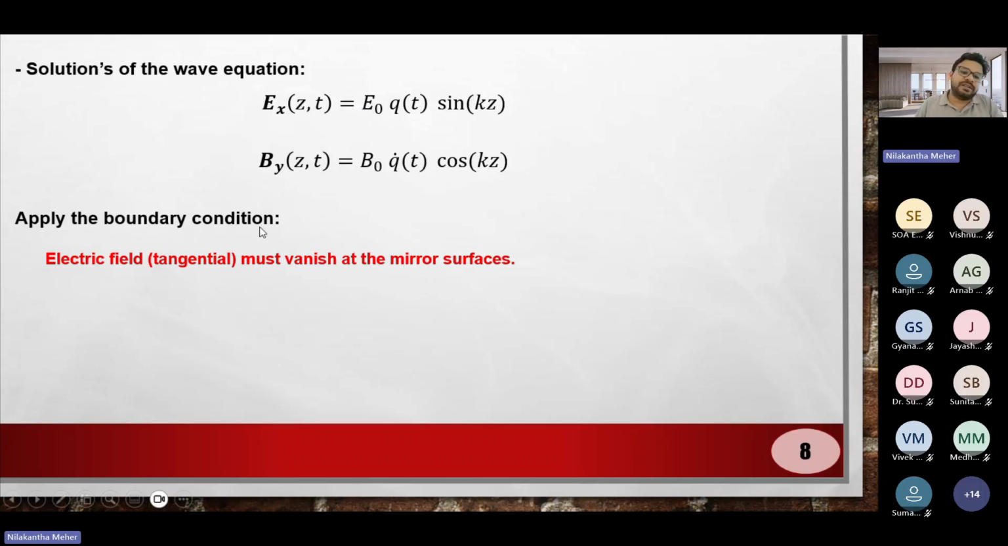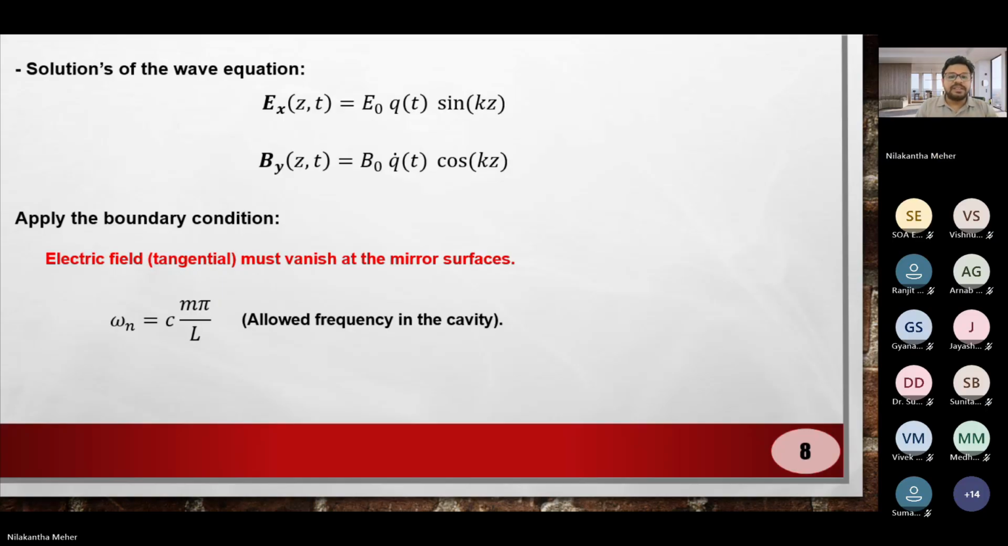Now apply the boundary condition, that is, the electric field, mostly the tangential component, must vanish at the mirror surface, as the mirrors are highly conducting surfaces. So this electric field should vanish at the mirror surface. If you put this condition, this restricts the number of frequencies allowed inside the cavity. So this restricts the frequency.